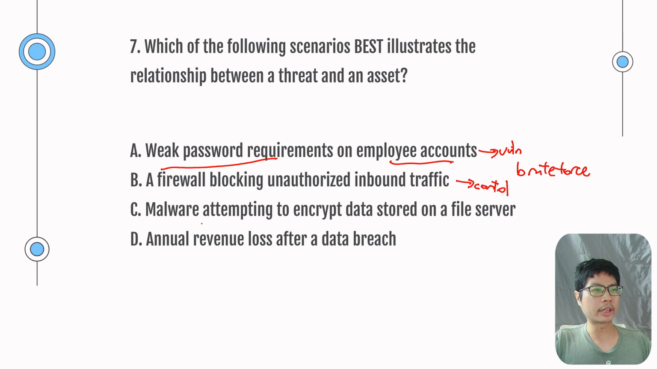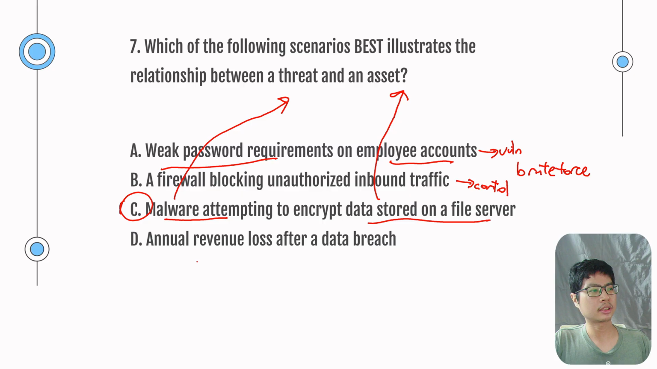Malware attempting to encrypt data stored on a file server, and yep, the malware here is the threat, and the data stored on a file server here is the asset. So C is looking likely to be the answer. Annual revenue loss after a data breach, and this is the impact itself. Yeah. So for this question, it will be C.